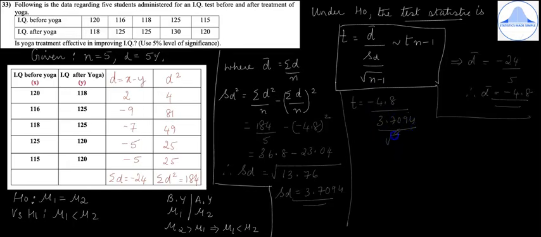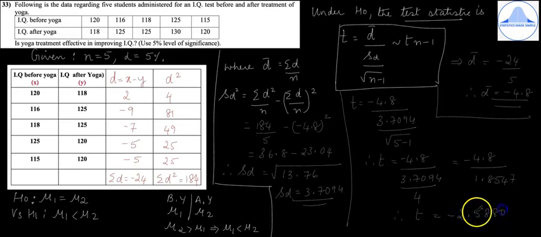3.7094 divided by root of 5 minus 1. So you'll get T equal to minus 4.8 divided by 3.7094 divided by 4, or it is minus 4.8 divided by 1.8547, or we get T is equal to minus 2.5880.